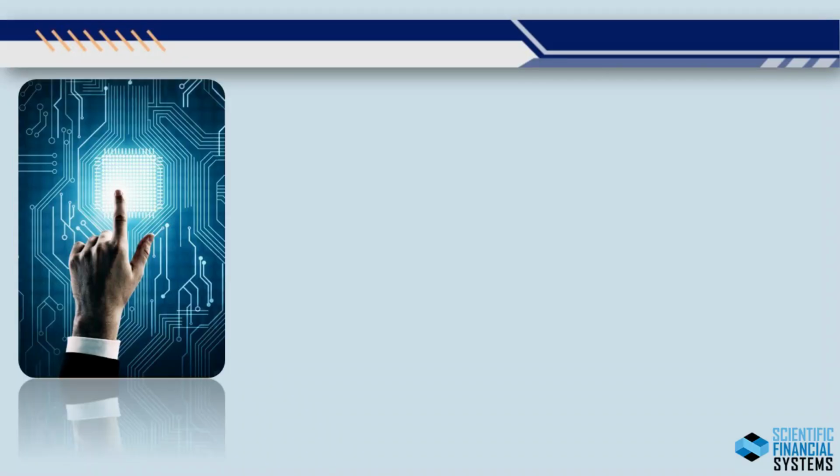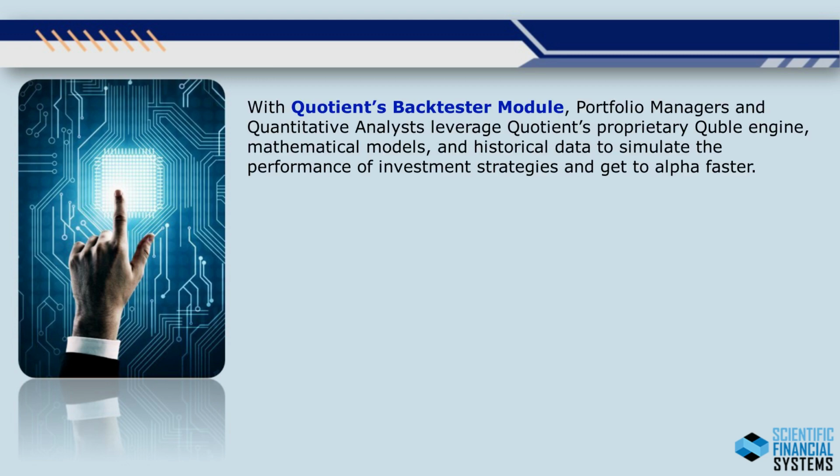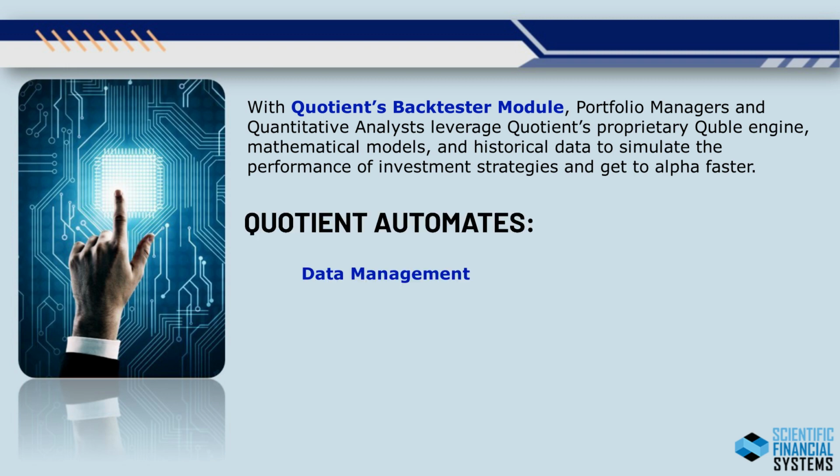Backtesting is one of the primary workflows for quantitative researchers. Quotient's backtester supports a range of powerful use cases and analysis features to help researchers evaluate the efficacy of their proprietary alpha factors and models. Quotient automates data management, time series operations, and production so that the investment firms can focus on idea generation and building proprietary alpha models to identify unique market insights and investment opportunities.